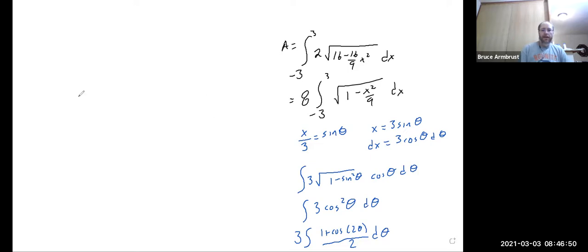All right, so that's 3/2 times theta plus 1/2 sine of 2 theta is the integral of this thing. So the 3/2, hopefully you see that the 3 came from the 3 out front, and then the half on the bottom. The 1 becomes a theta, and then the cosine of 2 theta, when you integrate that, becomes 1/2 sine of 2 theta. All right, so that was the integral of this thing.